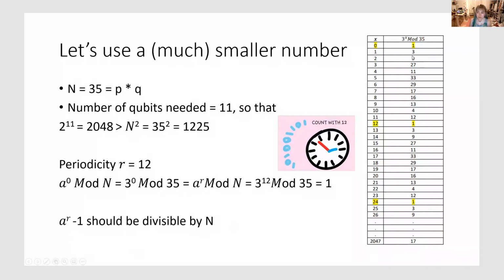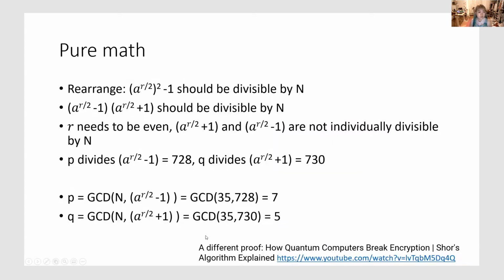Or you can use another number: 3 to the power of r minus 1 should be divisible by n. But here you start to see that r, because r is the periodicity, and that minus 1 should be the smallest number that is divisible by n. Then you can rearrange it. This is all pure math and some clever trick that has nothing to do with quantum.